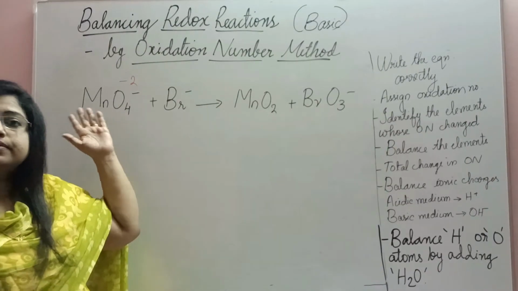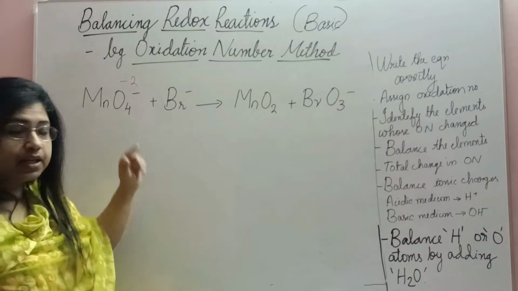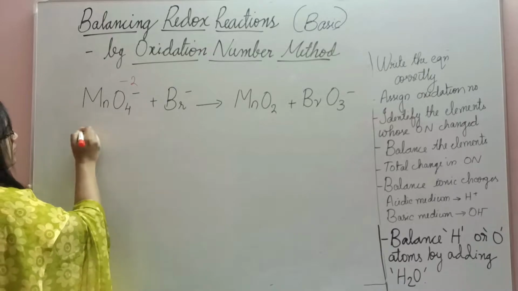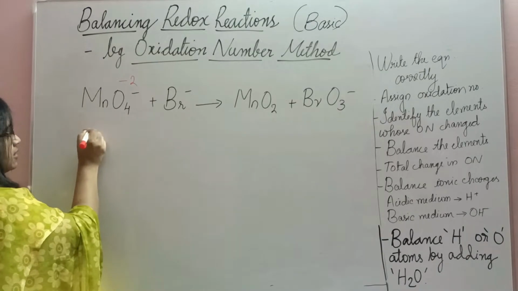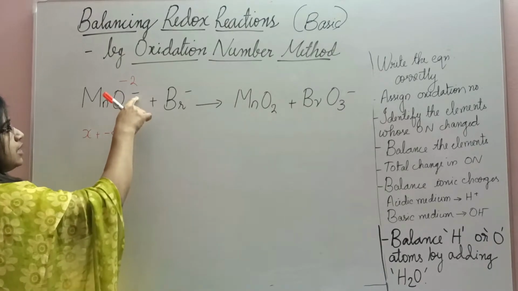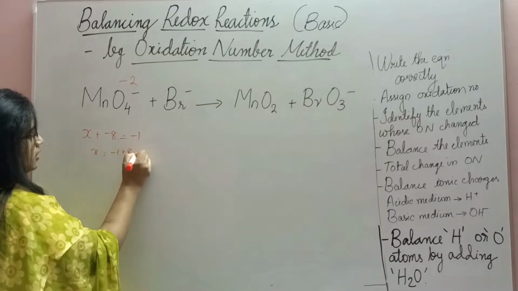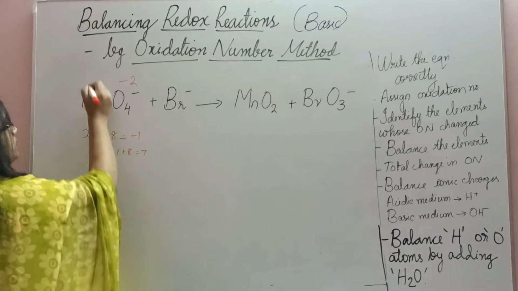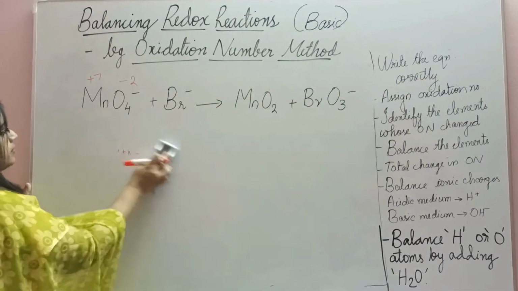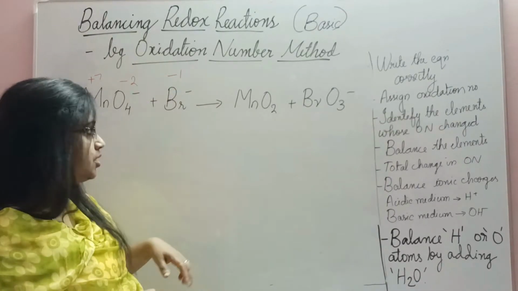The algebraic sum of the oxidation number of the species must be equal to the charge of that ion, if it is an ion. So, let the oxidation number of manganese be x. X plus 4 into -2 minus 8, that is equal to -1. So, x is equal to -1 plus 8, that is plus 7. Oxidation number of manganese is plus 7. Now bromide is already -1, equal to the charge.